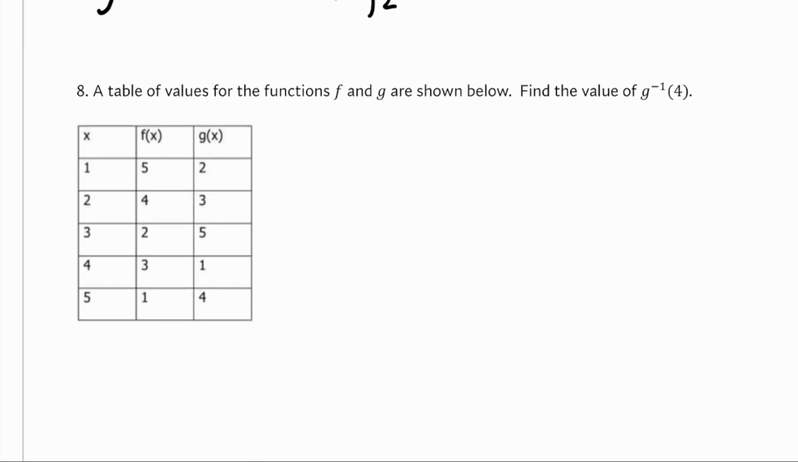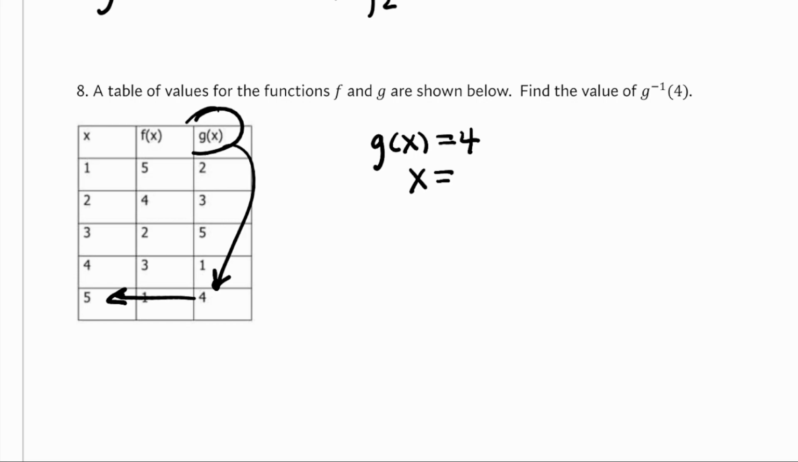All right, last one, find the value of g inverse of 4. That's where g of x equals 4. I go to the column for g of x. I find where it equals 4. I backtrack to the x that got me there. That's going to be 5. Not sure what's going on there. But g inverse of 4 is going to equal 5, and that's all for this quiz.